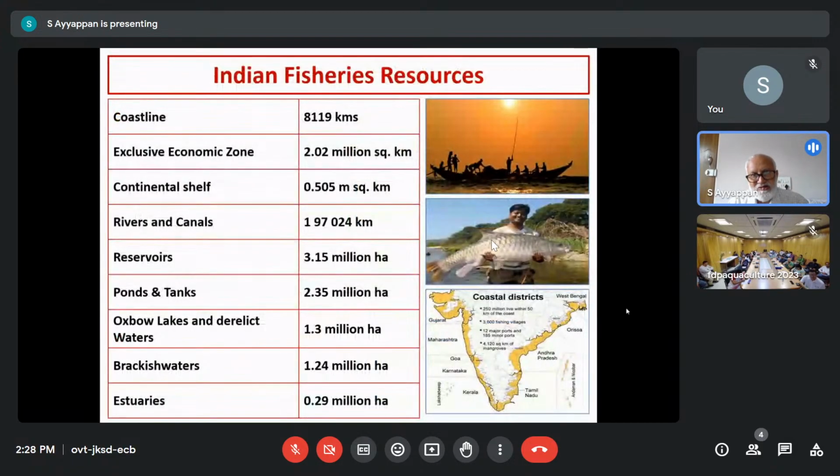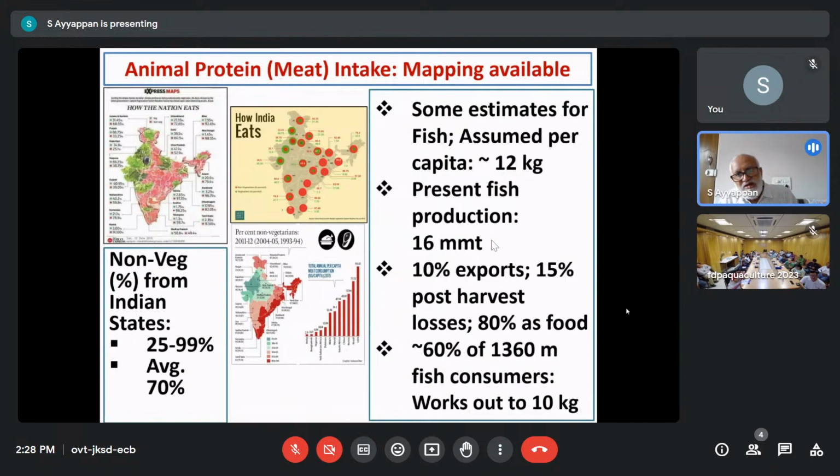Indian fisheries resources, I'm sure you must have heard since yesterday several times. 8,000 kilometers of coastline, exclusive economic zone more than 2 million square kilometers. It would be increasing to about 3.5 million square kilometers, and then it goes on. So I won't go into these statistics, you would be knowing about it. Now, what we are interested in is knowing how much fish is consumed. We have been giving a figure of 12 kg per capita in the country, but we don't have recent figures.